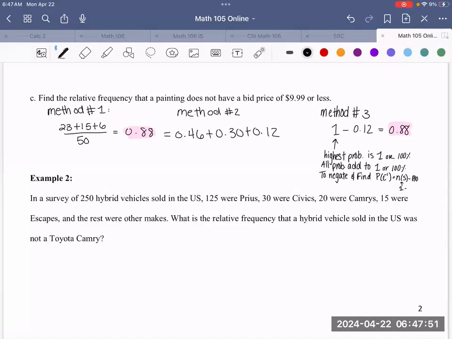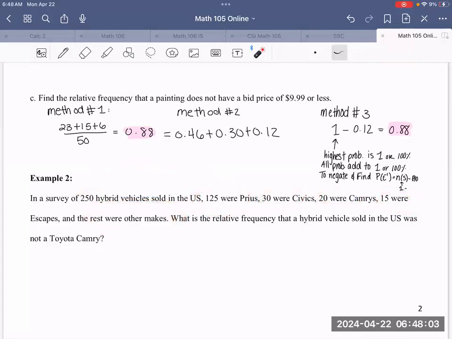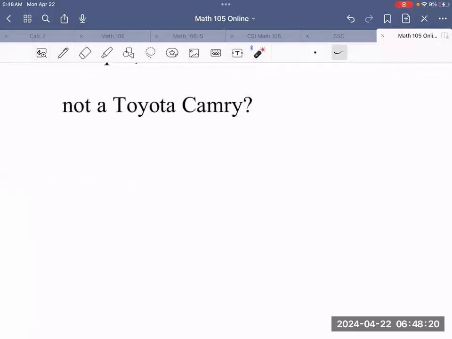So we could take the long route of then adding. Keep in mind the rest were other makes. So if you don't have 250, you're going to have to figure out how many fit that category. So instead, let's work on that negation that we just worked on from method 3 from above. Now, if you paused the video and got the right answer, I would definitely go back and rewatch that little spiel. So instead, let's look at Camrys.